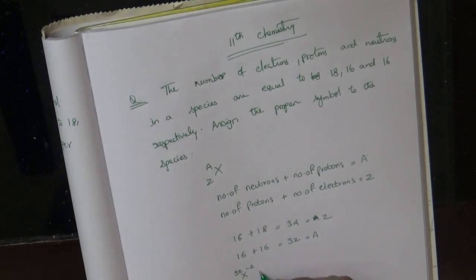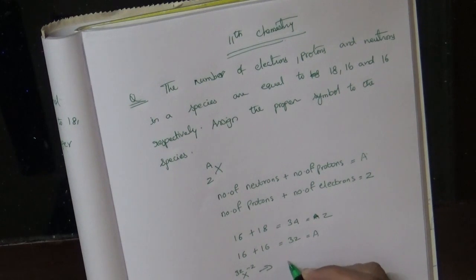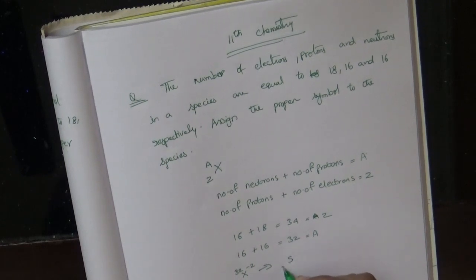And now looking at the periodic table, we can say that X is sulfur with atomic number 34, atomic mass 32, having 2 excess number of electrons.